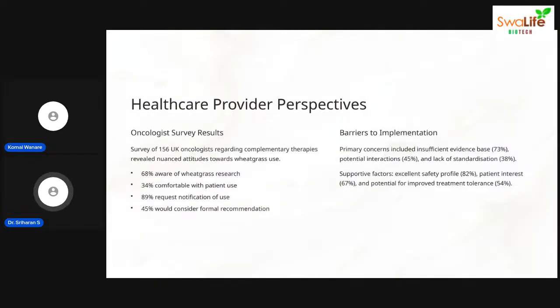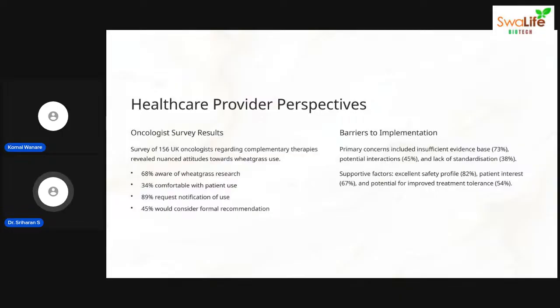So what do barriers mean? The one main thing is insufficient data, an insufficient evidence base, and standardization issues. If we have a standardization issue, like a storage problem, that is the major implementation barrier. So we want to correct that.